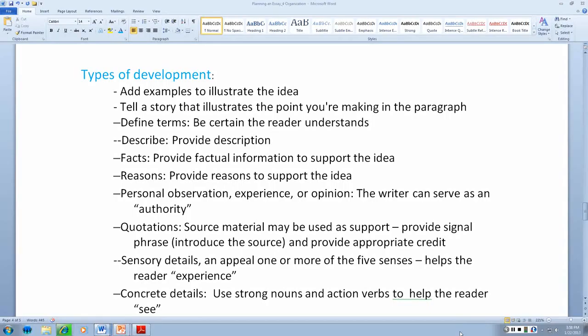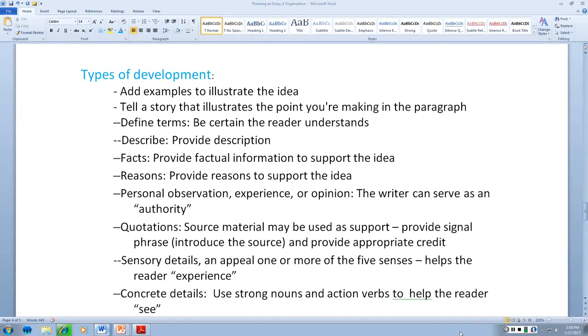Strong nouns are better than a noun and an adjective. So if I say the young woman wore sneakers, that's a stronger word than that she wore athletic shoes. If I say he walked down the hall, that's very different than telling you that he swaggered or sauntered or hopped or skipped. Again, use action verbs, but the more specific the word is, the better it helps your reader understand. These are all different ways that you can develop, different types of evidence that you can use.